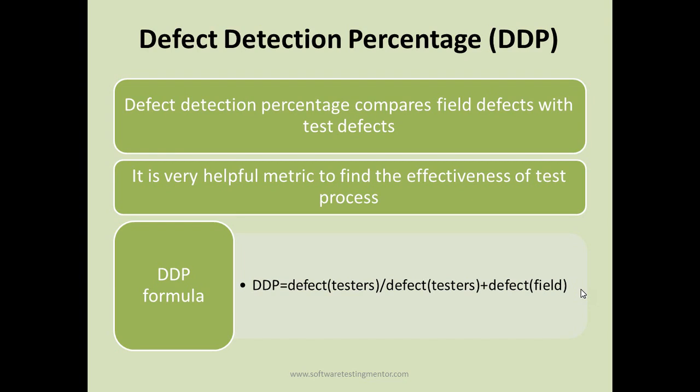So the lower the DDP is, the more you need to focus on and improve the test process, so that the defects that are found in the field are found well in advance during the test process, and minimal defects are detected in the maintenance phase. You cannot remediate 100% of defects in the software because 100% testing is not possible. Exhaustive testing is not possible, but you can improve the test process so that minimal defects are discovered in the field or in the maintenance phase.